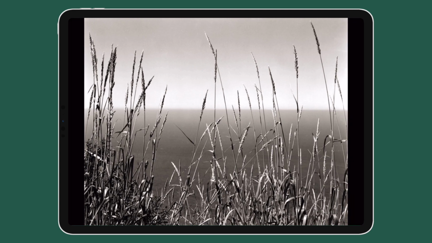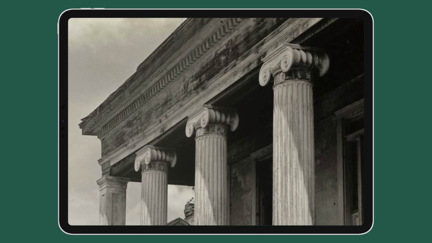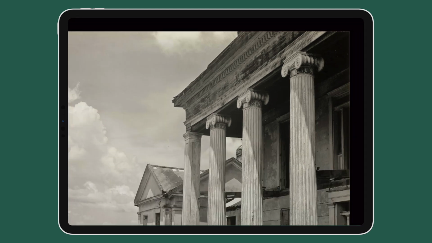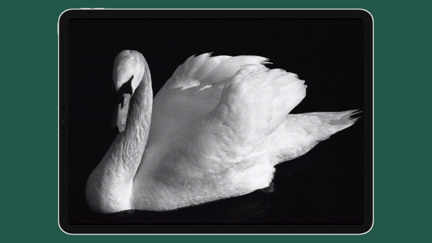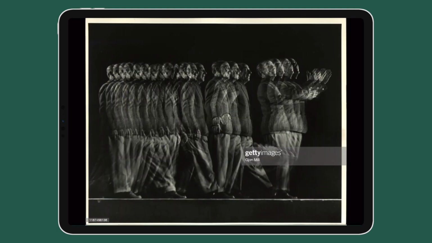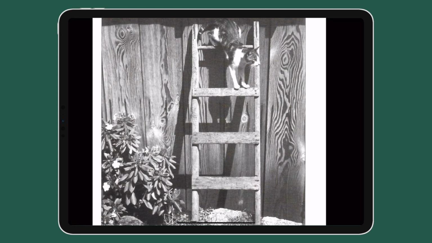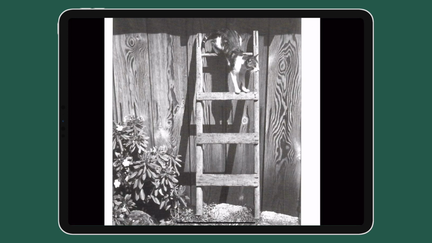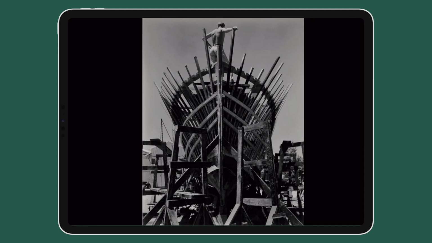Look at the grass and columns, like ancient Greek columns. The style has a lot of lines. Fence. Ooh. Feather. A swan feather has lines. Oh, and this one is moving, like we're showing moving gestural lines when people are walking. This one image is full of lines. Lines on the cat, lines by the fence, lines of the ladder, lines of the flowers.